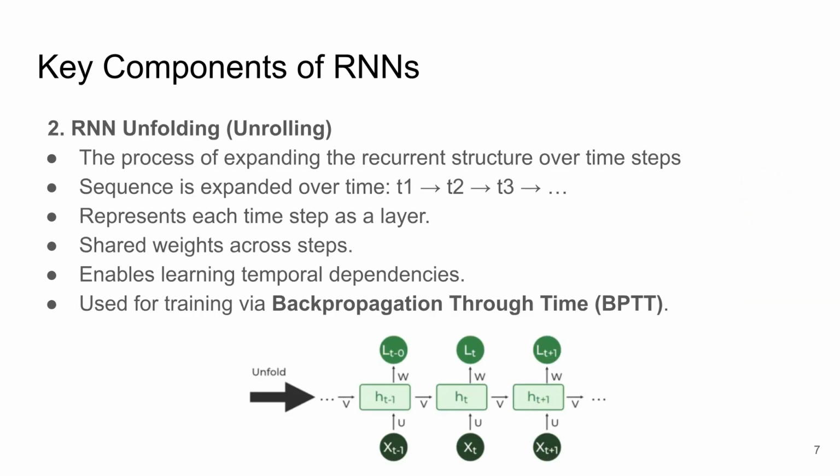The second key component is something called RNN unfolding, or unrolling. This is a conceptual tool that helps us understand and train RNNs. Imagine unrolling the recurrent structure over time steps, T_1, T_2, T_3, and so on. Each time step becomes like a separate layer in a traditional deep network. The sequence is expanded horizontally through time, with shared weights across all steps. This unfolded view is essential for training via something called backpropagation through time, which we'll discuss shortly. It allows us to see how information and errors flow through the entire sequence.